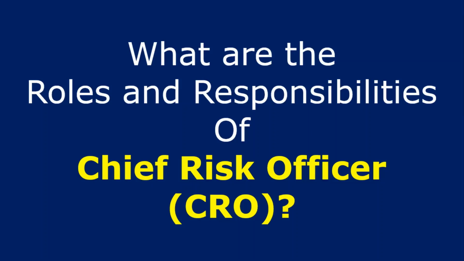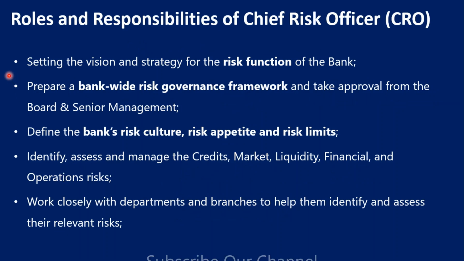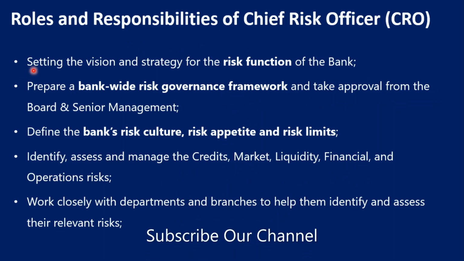What are the roles and responsibilities of Chief Risk Officer? Chief Risk Officer is a person who heads the risk management function of any institution, like for example in our case the bank. So the Chief Risk Officer is responsible to define the overall vision and strategy or the working style for the risk management department or risk management function of the bank.